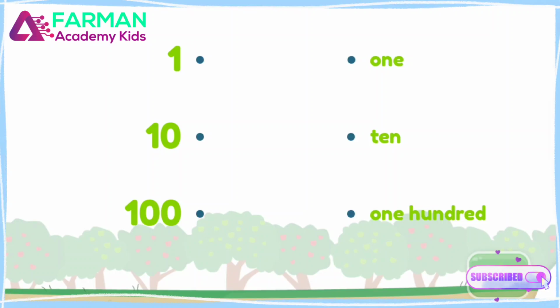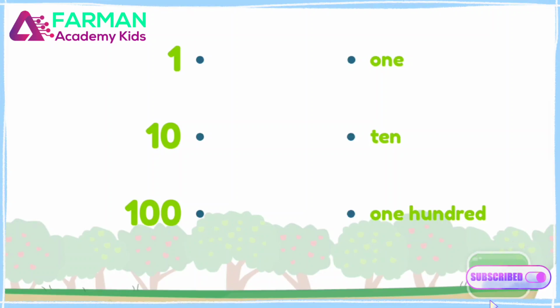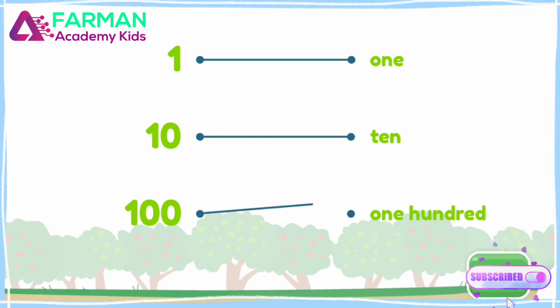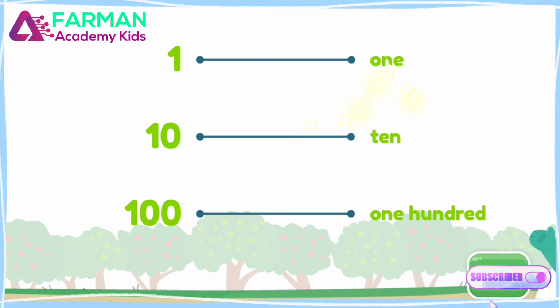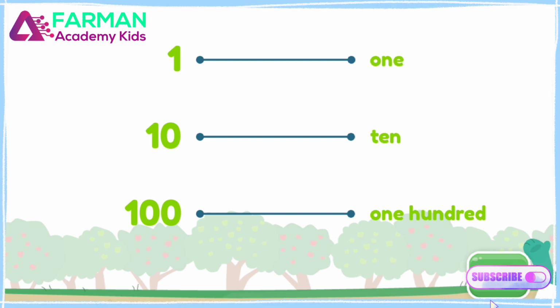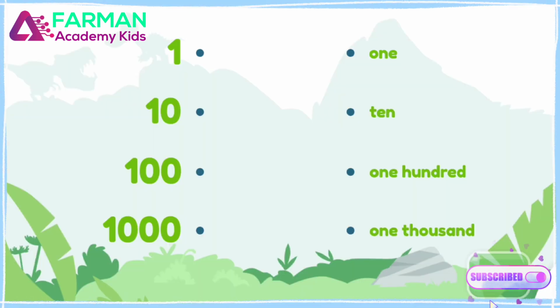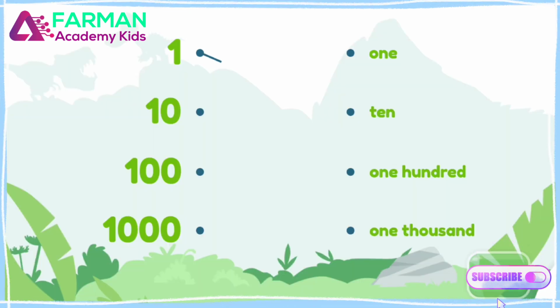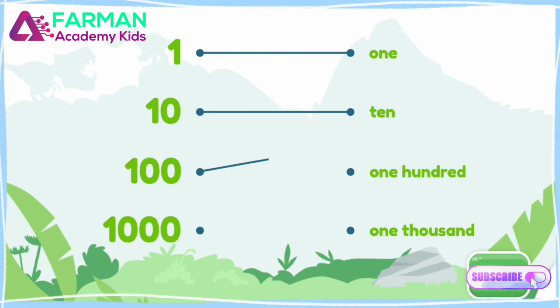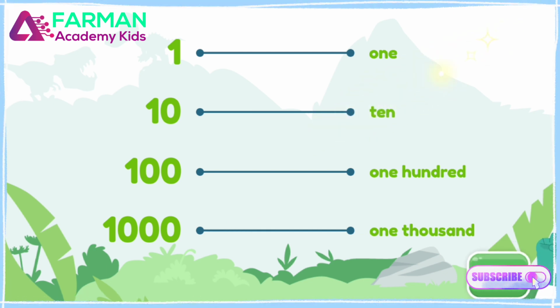Today, we're going to spell words like 1, 10, and 100. Draw a line to match the numbers with their words. Yay! Numbers can be spelled out with letters. Draw a straight line to match the numbers with the matching words. You did it! That's how you spell the numbers.